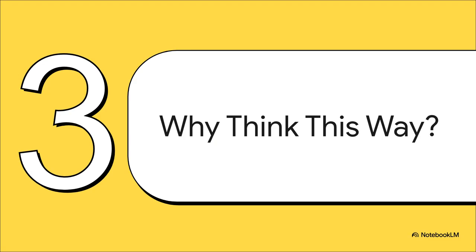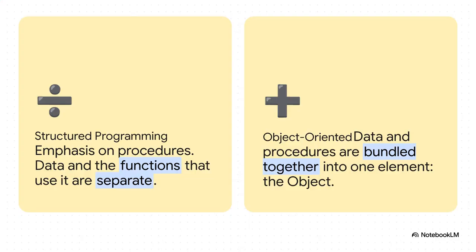So at this point, you're probably thinking, okay, I get it. Blueprints are classes, buildings are objects. They have attributes and methods. But why? Why go to all this trouble to organize code this way? What's the actual benefit?